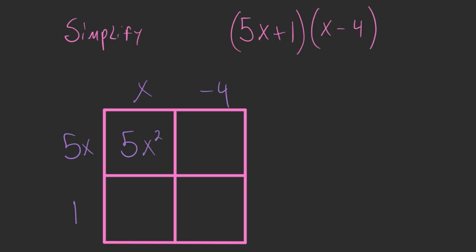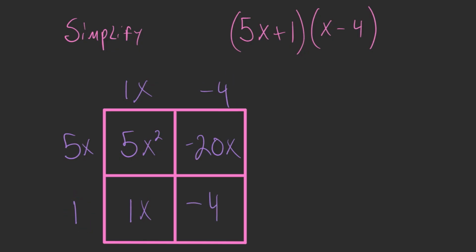And you can think about it like 5 times 1 gives you 5, and x times x gives you x squared. And then I'm going to multiply 5x times negative 4. That's going to give me a negative 20x. Then I'll multiply 1x here, or x times 1, and that's going to give me a 1x. And then I'll multiply 1 times negative 4, which gives me a negative 4.